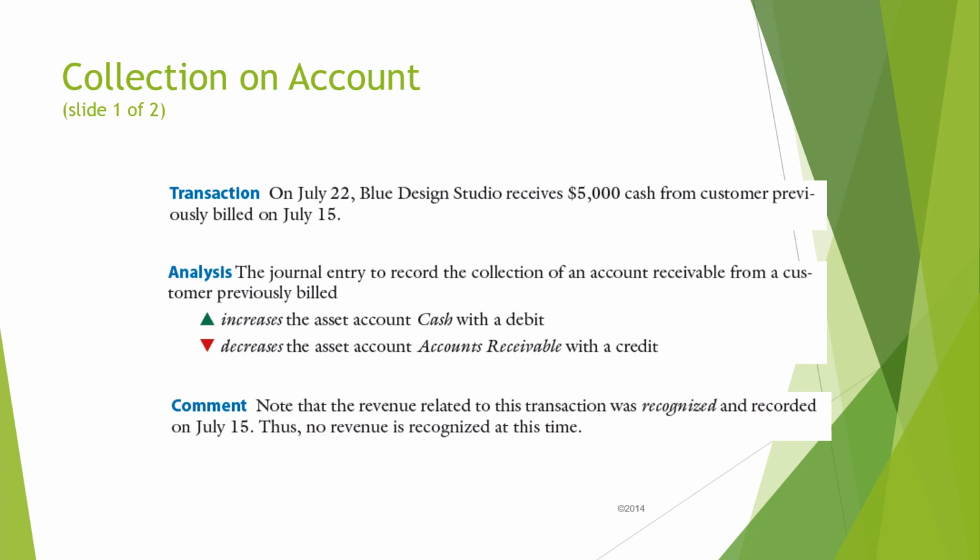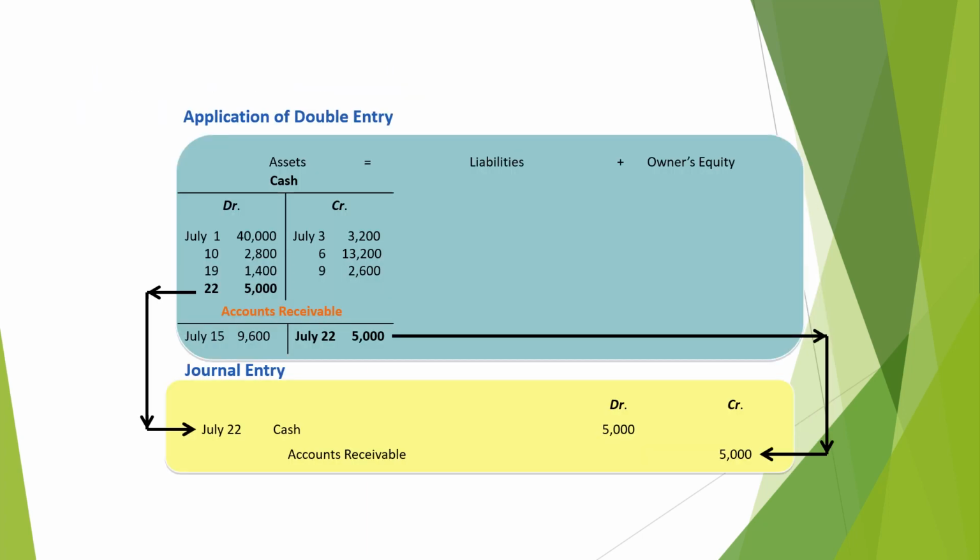July 22nd, Blue Design Studio receives $5,000 cash from customers previously billed on July 15th. So we haven't done any new work here. All we're doing here is receiving money that was previously owed. So cash goes up and accounts receivable goes down. So we got the money for something that we had already previously done the work for. So both of those are assets. So we're going to increase cash and decrease accounts receivable. So cash will increase with a debit and accounts receivable will decrease with a credit.